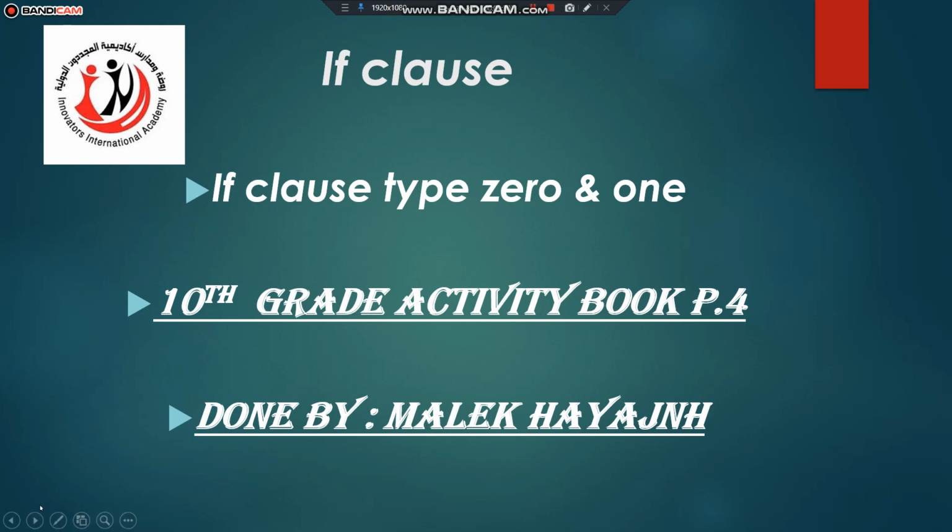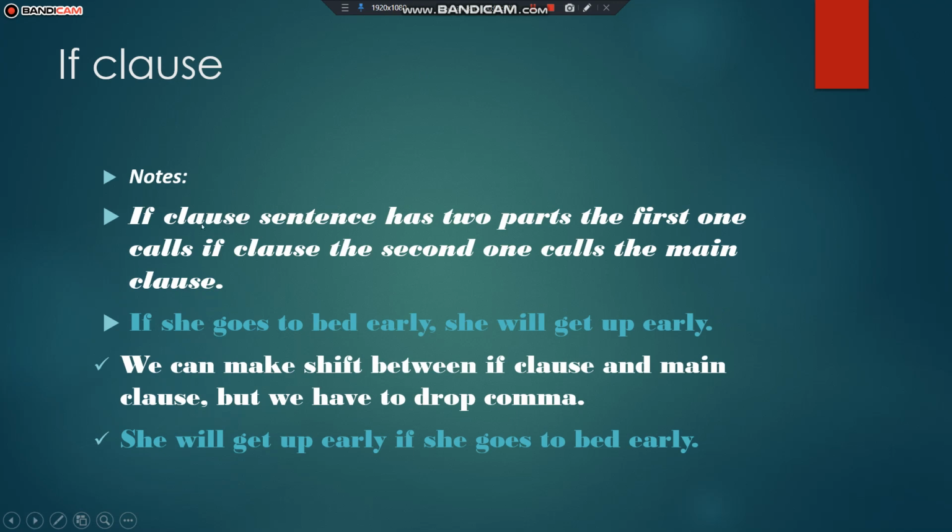Okay. Now, يا شباب, at the beginning or before we start, there are some notes you have to know about if clause. An if clause sentence has 2 parts. The first one is called the if clause. The second one is called the main clause. The main clause means the result clause, because it includes a result of an action.